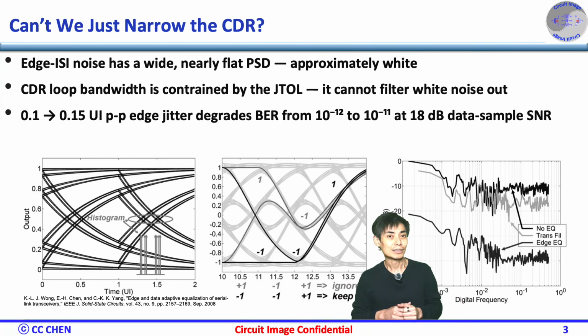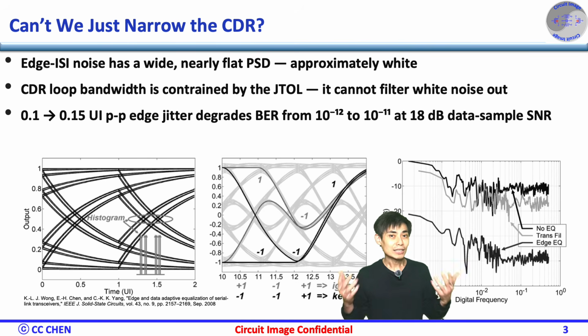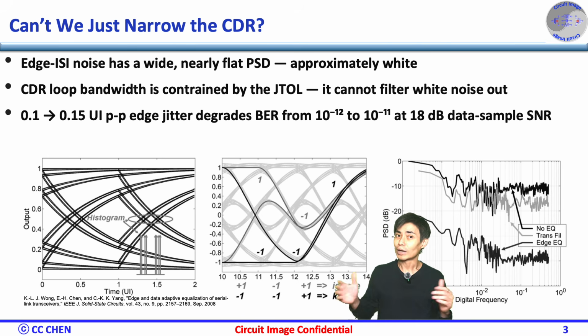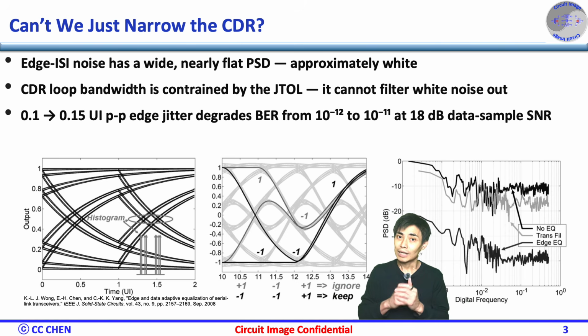A natural question is this. If edge jitter is the problem, can we just make the CDR bandwidth smaller? Maybe the CDR can average out the edge noise, but the paper shows this is not enough. The edge ISI noise has a very wide spectrum. It's almost like white noise. That means the noise is spread across the frequency. A narrow CDR can remove some high-frequency noise, but it cannot remove everything.